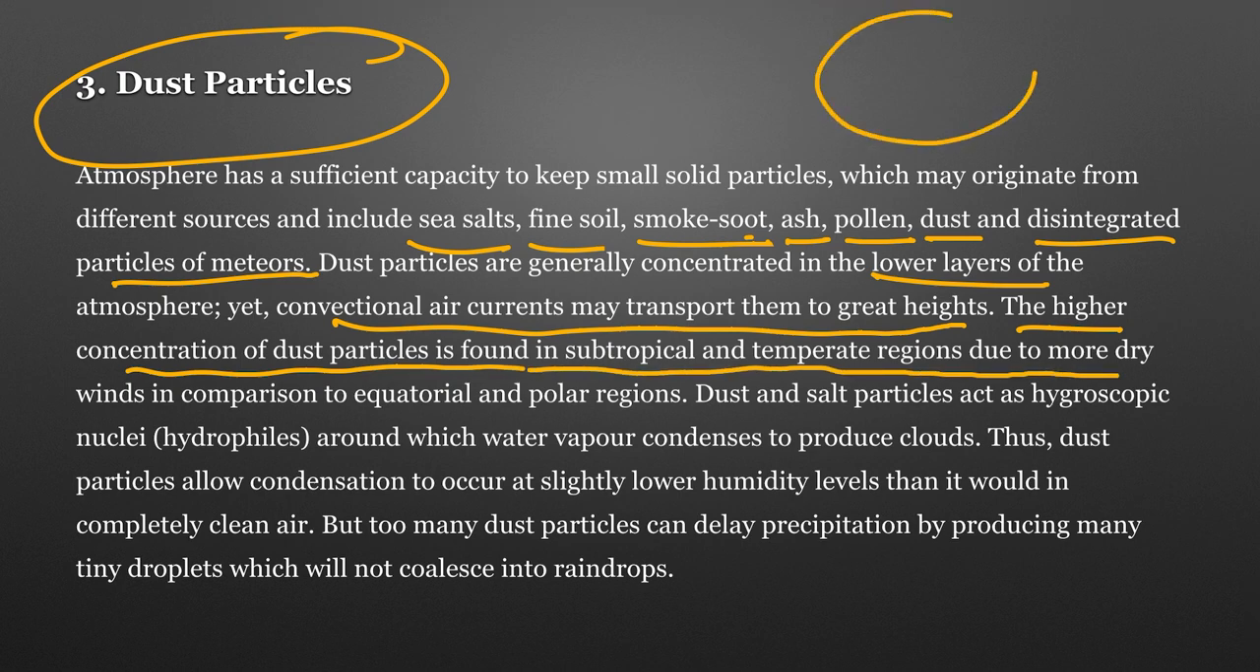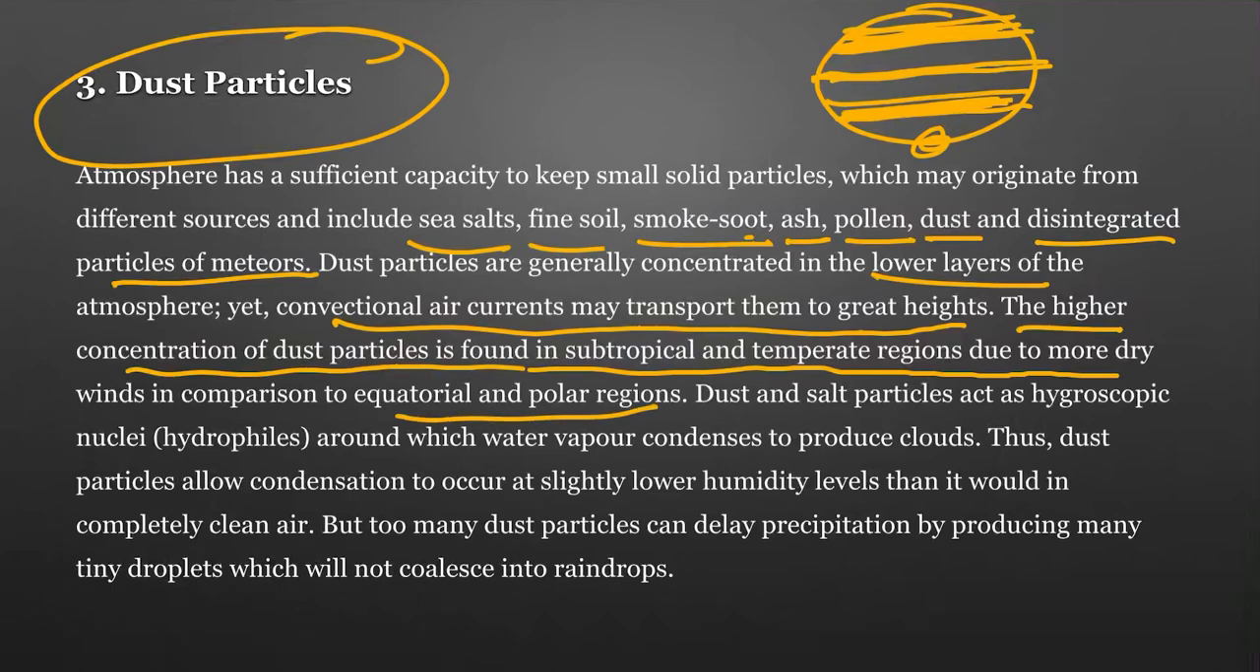This is Earth, and this is its equator. These are the subtropical and temperate regions. This is equatorial, and this is the polar zone. Only this is the subtropical and temperate area. Only these have more dust particles than the equatorial and polar regions. Why so? Because there are more dry winds in subtropical and temperate regions.